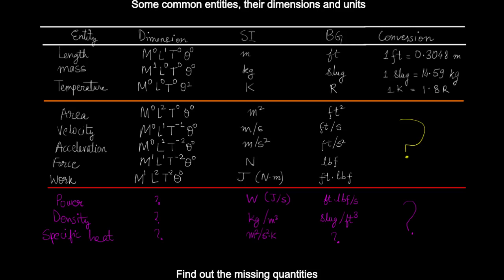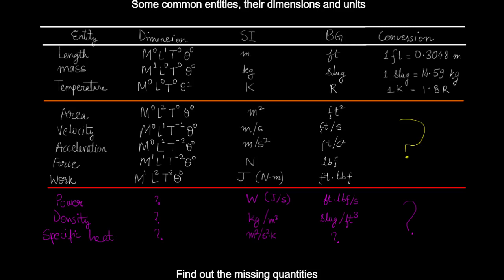Let us write down some of the common entities, their dimensions and units. We have already discussed length, mass, and time. I have not written down time over here because time is something which has the same SI and BG units. Length has a SI unit of meter and a BG unit of feet. So 1 foot is equal to 0.3048 meter. Mass has an SI unit of kilogram and a BG unit of slug. So 1 slug is 14.59 kilogram.